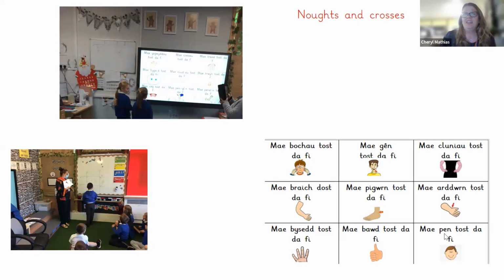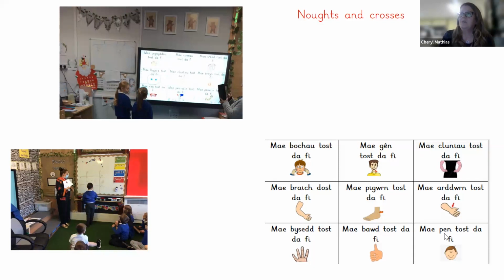Noughts and crosses, another great go-to for us. You can use it again on an interactive whiteboard, or if you don't have your computer working, just use your normal whiteboard, draw out the sets of squares. The children don't realise how much they're learning during this. They focus more on getting their noughts or their crosses in the grid, and are they going to win? And they don't actually realise as they're doing that, they are reading sentences or targeted vocabulary at the same time.